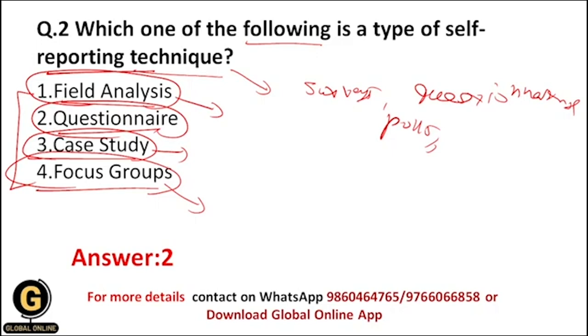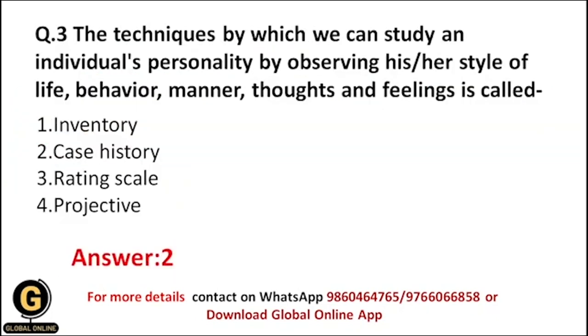Okay, and that's why here your correct answer should be 2. Next is: the technique by which we can study an individual's personality by observing his or her style of life, behavior, manner, thoughts and feelings is called.